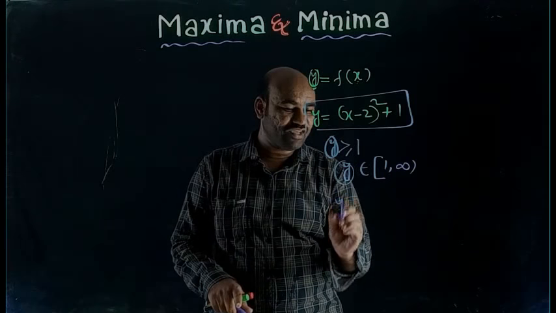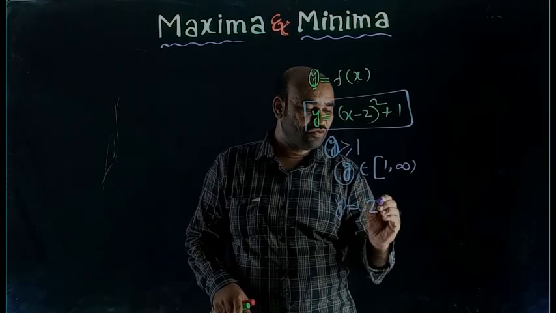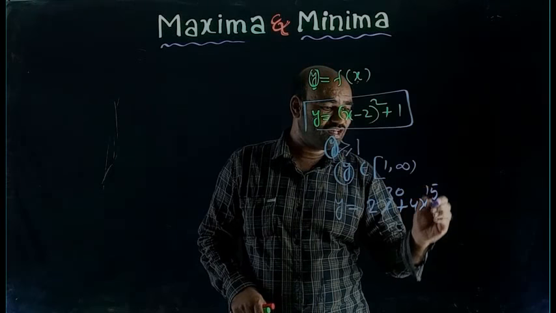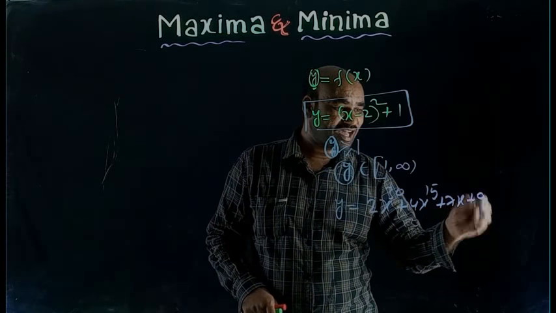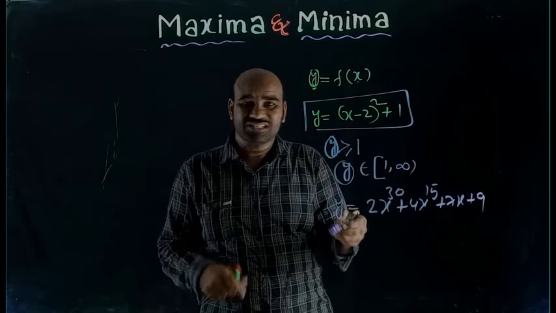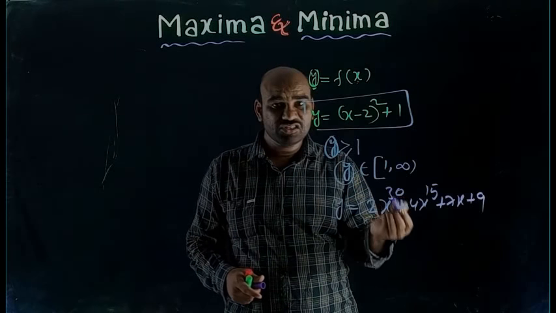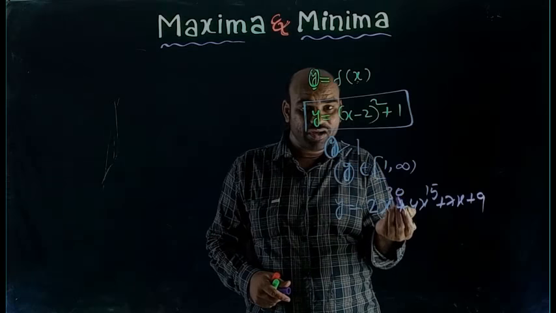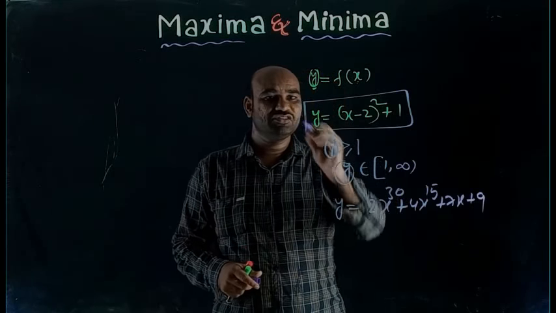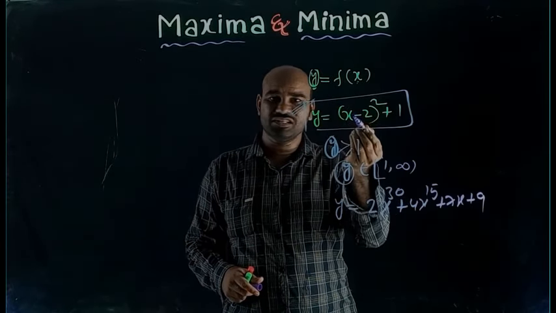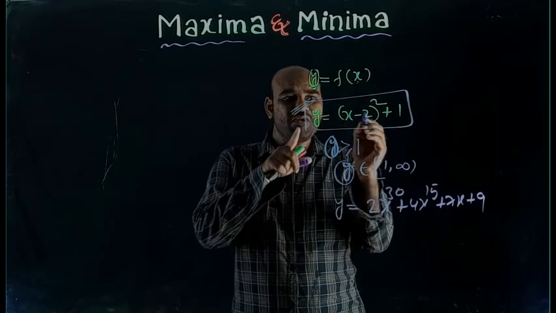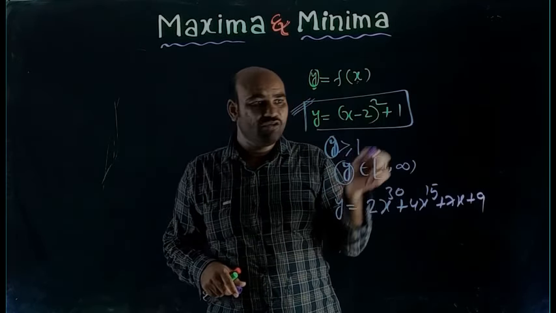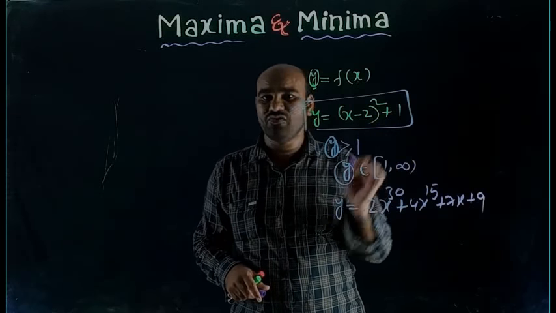Similarly, a function is given: y is equal to 2x power 30 plus 4x power 15 plus 7x plus 9. They will ask a question like this: at what values of x does y become maximum, and at what values of x does y become minimum? The earlier one was a simple function. By observing it, we concluded that the minimum value of y is 1, and we can't find a maximum value of y.